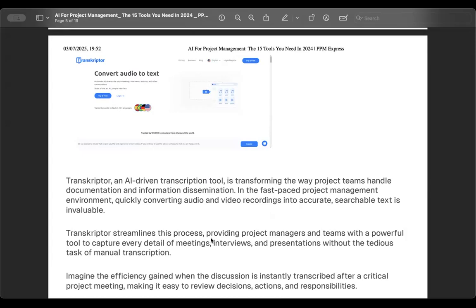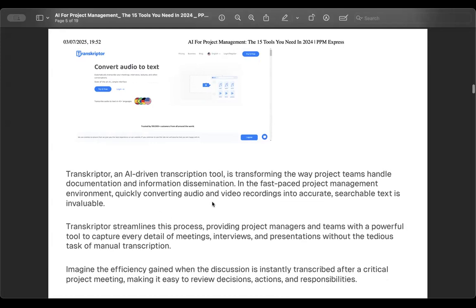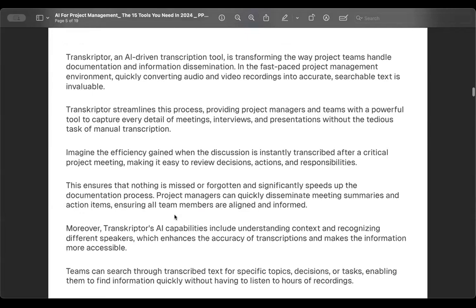So the Transcriptor, an AI driven transcription tool, is transforming the way project teams handle documentation and information dissemination. In the fast paced project management environment, quickly converting audio and video recordings to accurate searchable text is invaluable. This feature was not there in ChatGPT, but here we have that feature. The Transcriptor streamlines this process, providing project managers and teams with a powerful tool to capture every detail of meetings, interviews, and presentations without the tedious task of manual transcription as well.